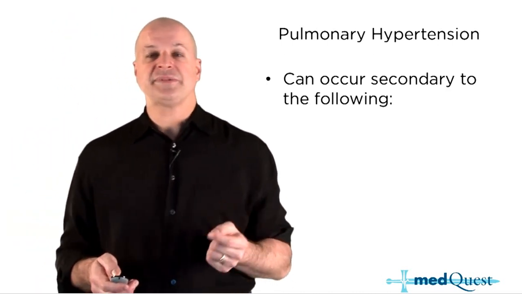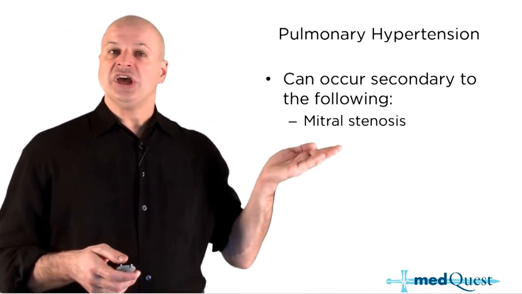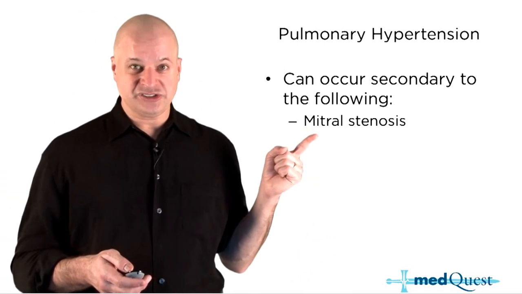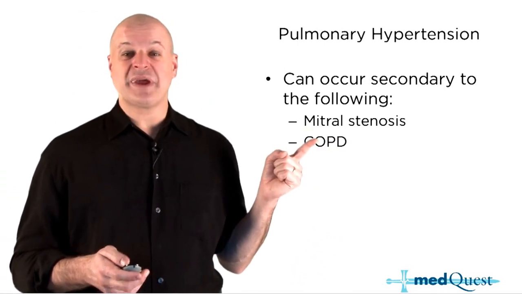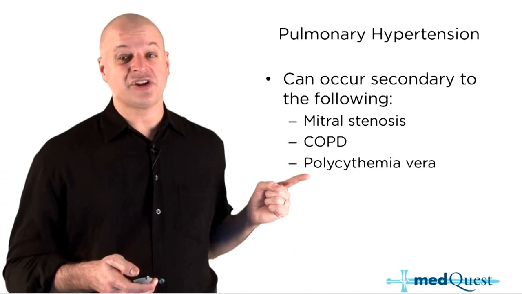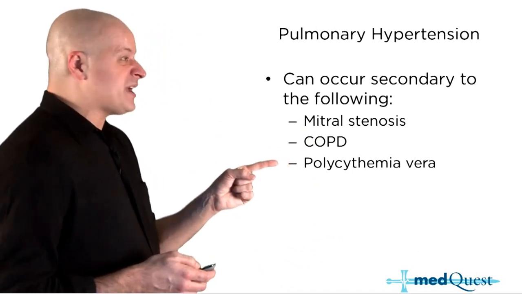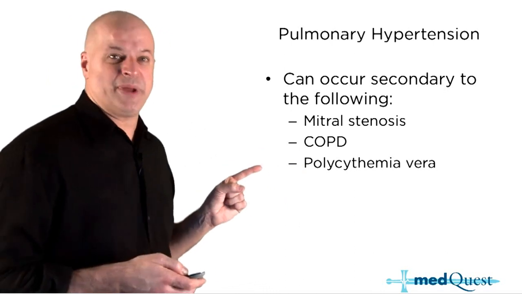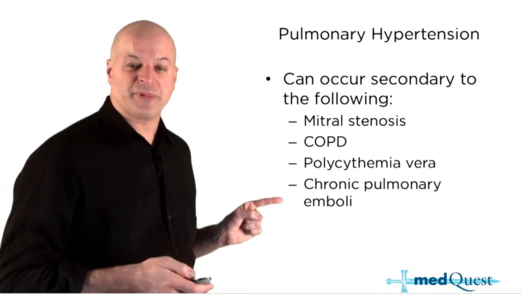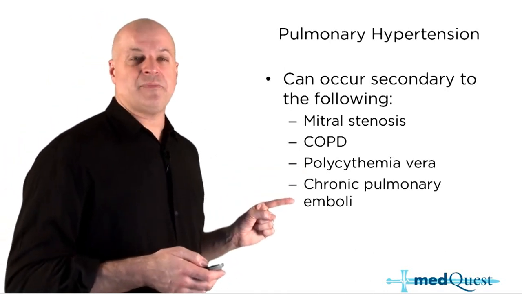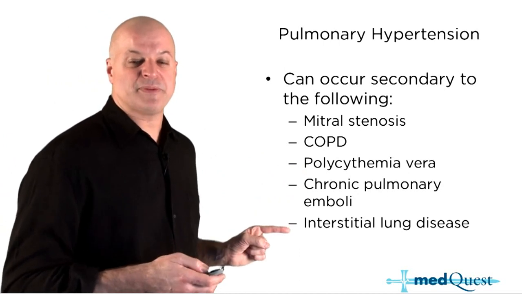So pulmonary hypertension can occur secondary to things that make the lungs fibrotic, things that make the heart fibrotic, things that make the lung and the heart fibrotic, and things that make the blood thick, like polycythemia vera, where it's harder and slower to pump the blood. Chronic pulmonary emboli also make it harder to pump.